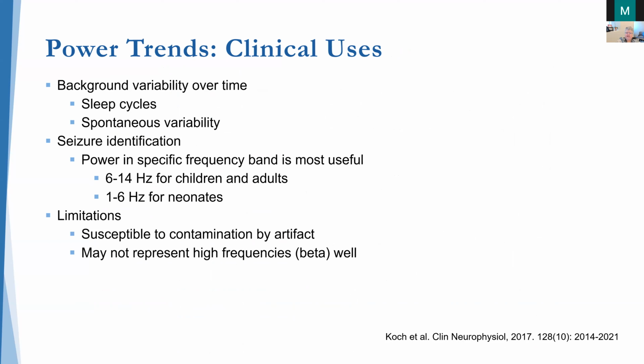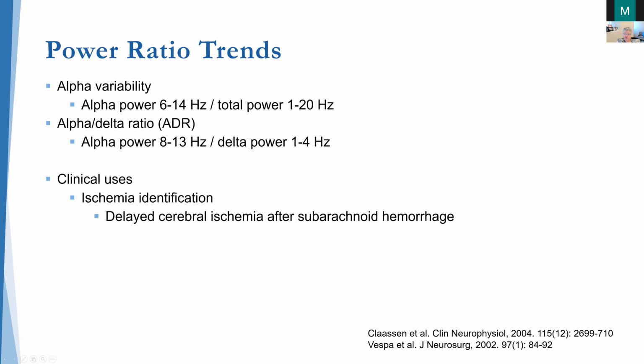In terms of ischemia, however, we're typically going to be looking at ratios of power. So the power trends for clinical uses are both looking at sleep cycles and spontaneous variability in the EEG, most commonly used for seizure identification. But in terms of looking at ischemia, we'll typically use ratios of power.